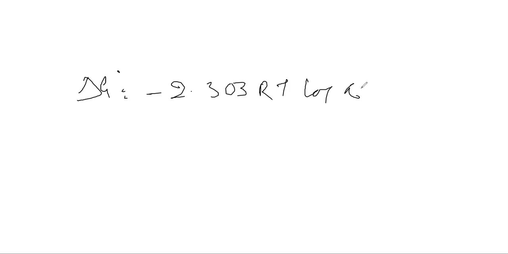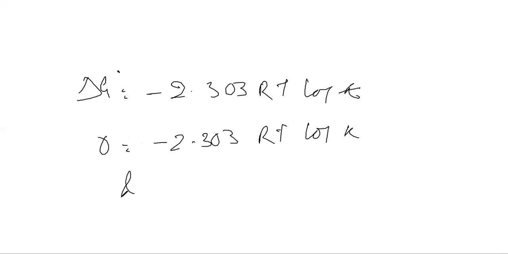Log K. Okay. So if delta G is equal to 0, then what will happen? Minus 2.303 RT log K is equal to 0, or you will write down log K is equal to 0. So K will be equal to what? K will be equal to 10 raised to power 0, that is equal to 1, because if the power is 0 for any value, it will be equal to 1. So the equilibrium constant will be equal to 1. Okay.